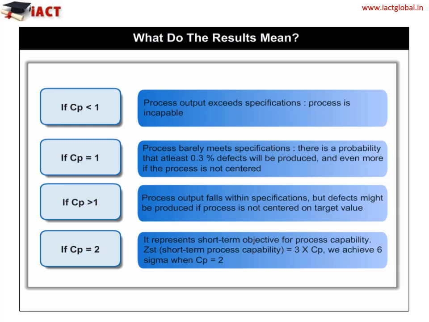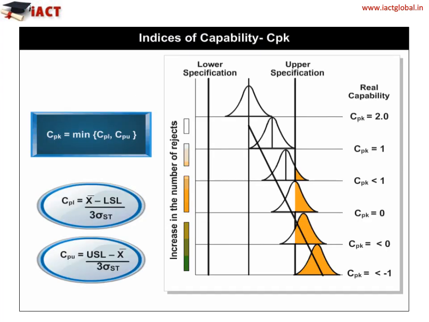CP equals 2 represents the short-term objective for process capability. It implies that the process is working with 6 sigma capability. Indices of capability. CPK constitutes a measure of process capability to meet established customers' requirements or specifications.